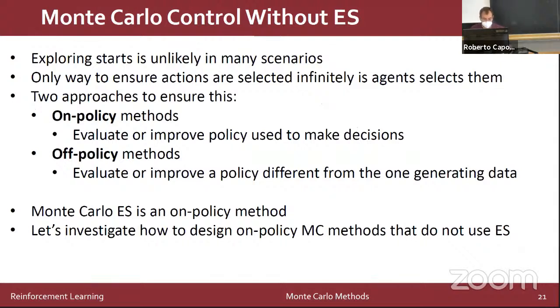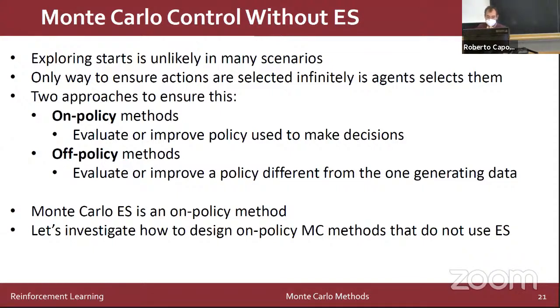Now, I said exploring starts are unlikely in many scenarios. There are ways to ensure that you select an infinite amount of times a certain action. And these ways are using basically on-policy methods and off-policy methods. There are two ways to do this then, on-policy and off-policy methods. And I guess we'll see them more in detail next class. Maybe we can introduce on-policy methods, and off-policy methods we will continue in next class.